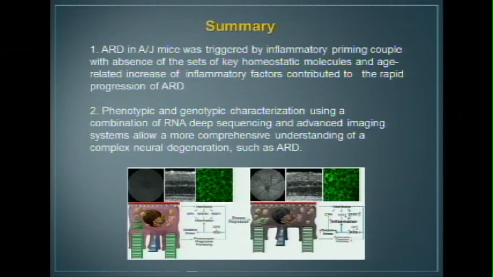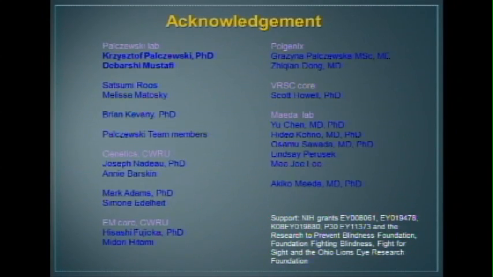So the summary of this study is that ARD, age-related retinal degeneration, in the AJ mouse was triggered by inflammatory priming coupled with absence of a set of key homeostatic molecules, and age-related increase of inflammatory factors contributes to the rapid progression of ARD. And phenotype and genotype characterization using a combination of RNA deep sequencing and advanced imaging systems allows a more comprehensive understanding of a complex neurodegeneration such as ARD. This slide is the most important for my presentation.